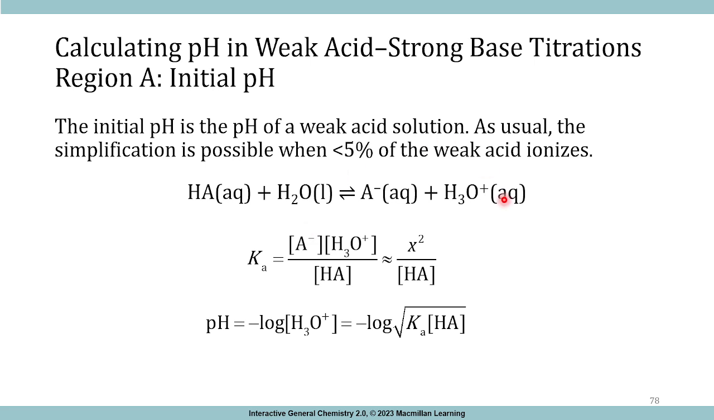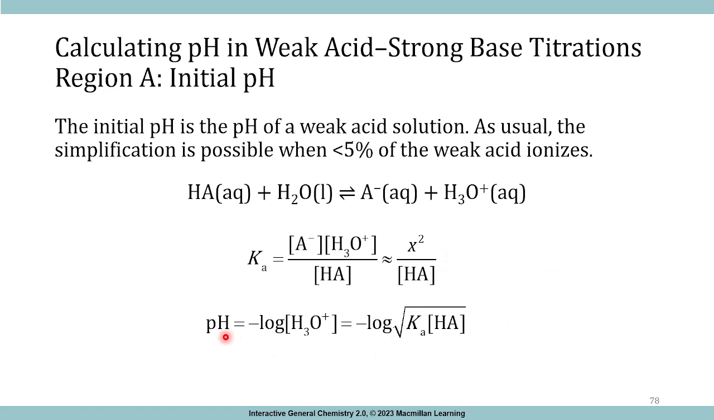So the initial pH of a weak acid, the simplification is going to be possible because less than 5% is going to ionize. And so for this, it's just an ice problem. This is the simplified version of the ice problem. You probably recognize it because we've done it enough times, right? It's equivalent usually to just saying x squared over the initial concentration of your weak acid, right?